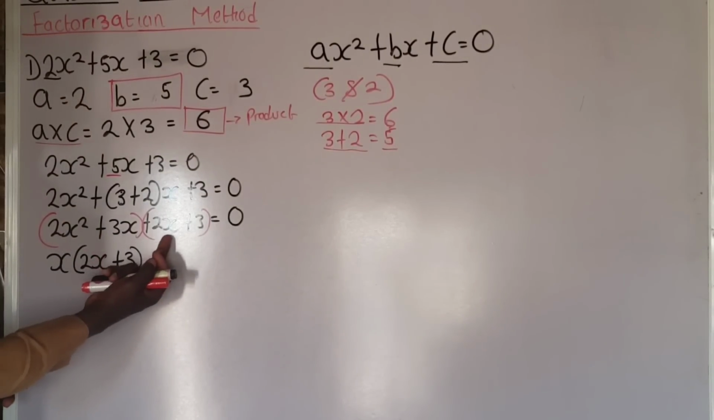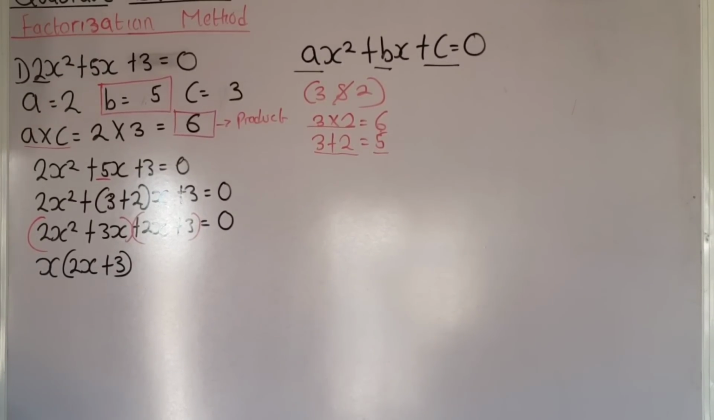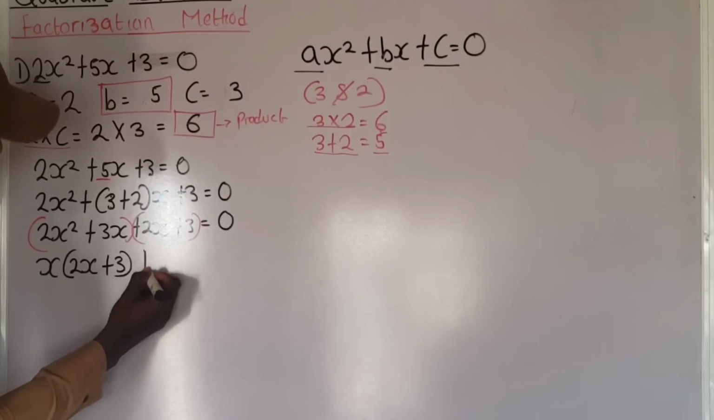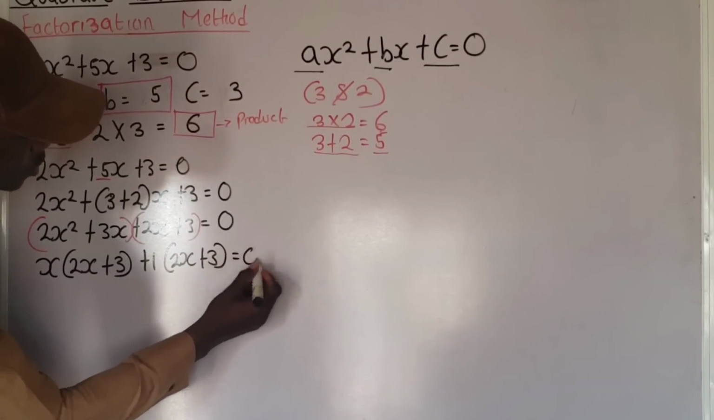What is common to plus 2x and plus 3? The common term is what? Plus 1. You understand? So I'm going to have here plus 1 into brackets 2x plus 3. This will be equals to 0.